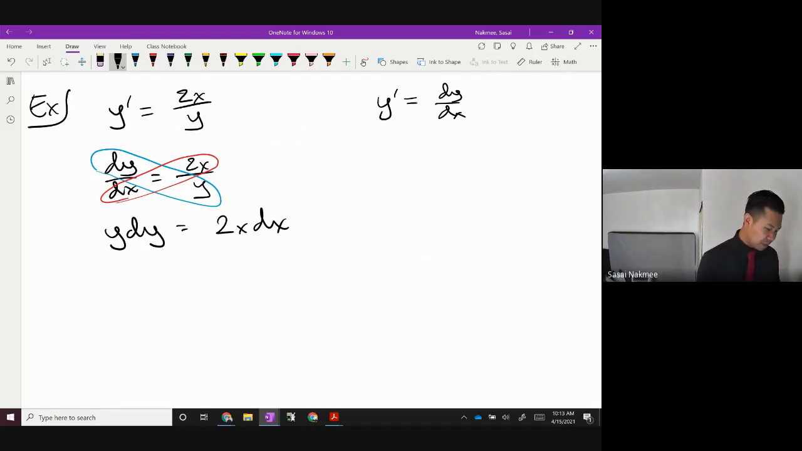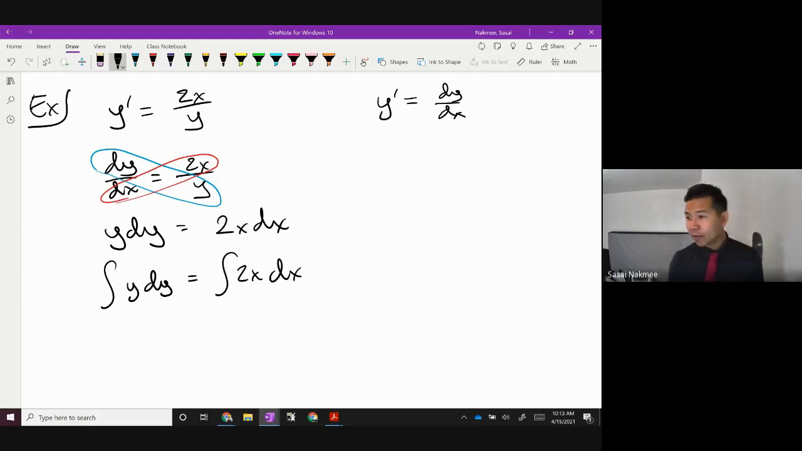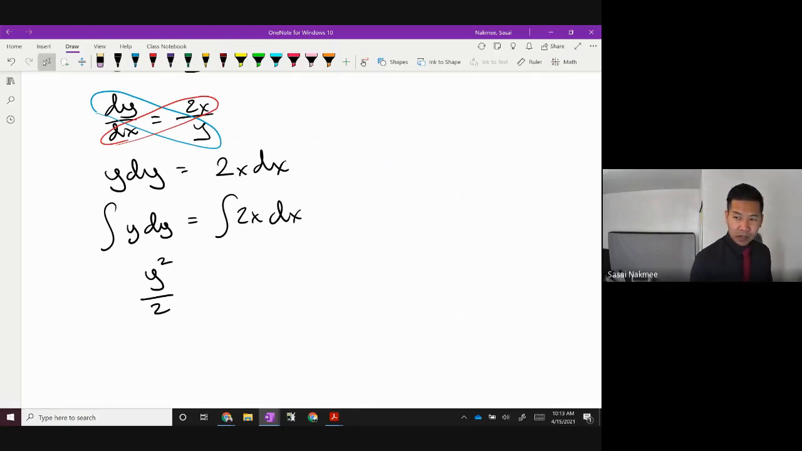Next, I have my dy and my dx over there, so I'm going to integrate both sides. The integral of y dy is equal to the integral of 2x dx. On the left-hand side, the integral of y dy, using the power rule, is y squared over 2. That equals the integral of 2x. The antiderivative of 2x is x squared over 2 times 2, which is just x squared. Of course, when I do this integral, please don't forget the plus c.